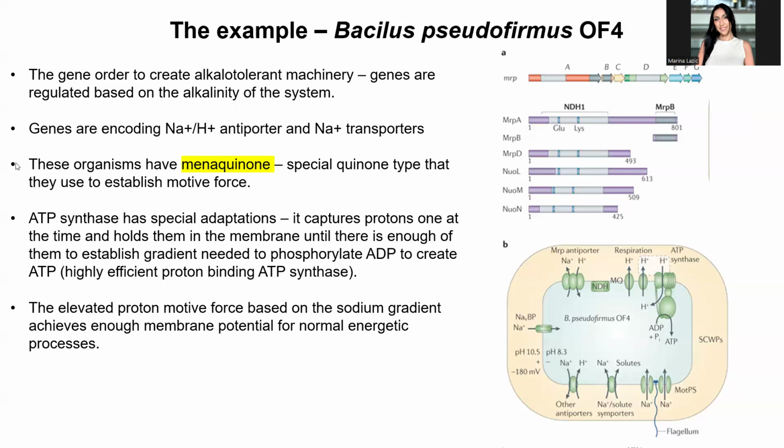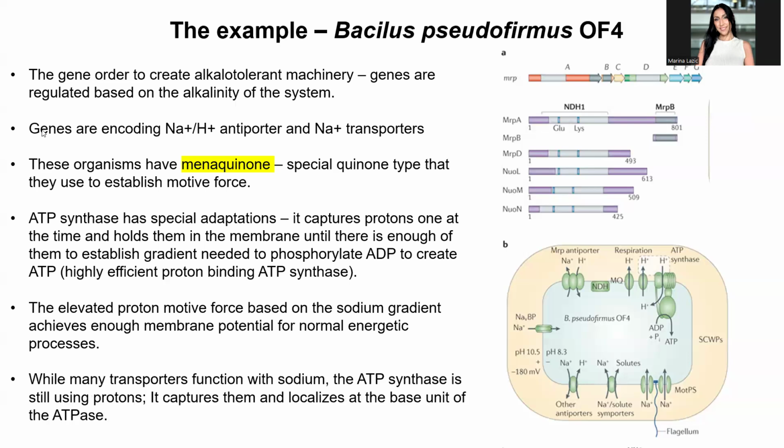But mostly, well, it shouldn't be called proton motive force. The motive force to energize transporters is based on sodium. ATP synthase is the only exception. The most important thing to know is that the sodium hydrogen antiporter is involved, but still all transporters use sodium symporters except ATP synthase in the electron transport chain. And there is menaquinone, which is a specific adaptation in alkaliphilic organisms.